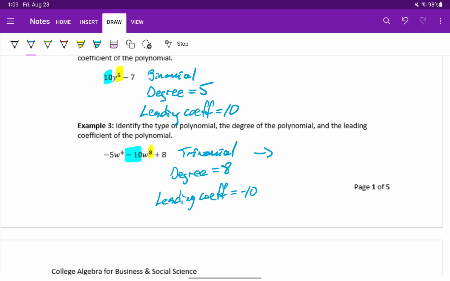What we do then, often, and it helps us with other tasks we'll have to carry on in math courses later on, is write polynomials in descending order. So we could rearrange this and rewrite it as negative 10 w to the 8th power minus 5 w to the 4th power plus 8. Writing a polynomial in that descending order has a number of advantages. One is just making it obvious. We just have to look at the first term and know that that's our leading term.